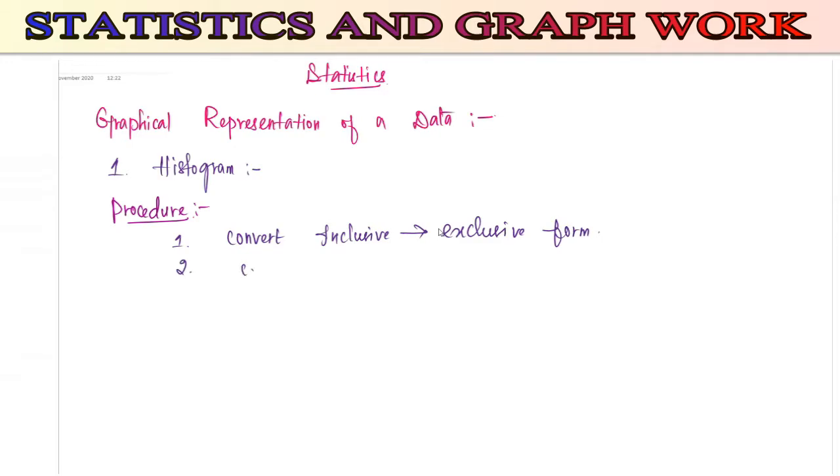We need to mark the class interval as x-axis and its frequencies as y-axis. Frequencies we have to mark on y-axis. The scale chosen for both the axes need not be the same. Then we need to construct the rectangles with class intervals as a basis and the corresponding frequencies as heights. So this is the third step.